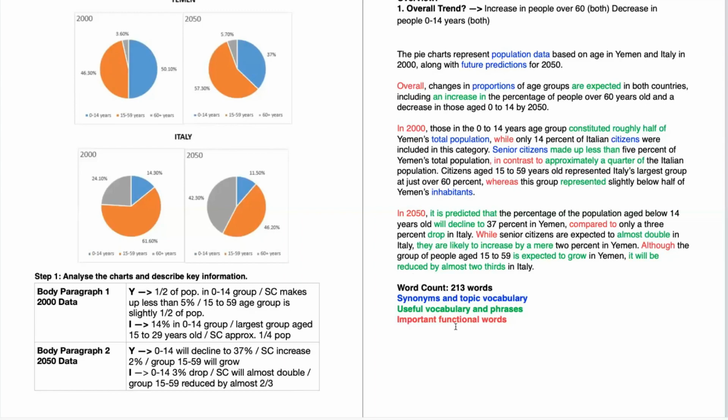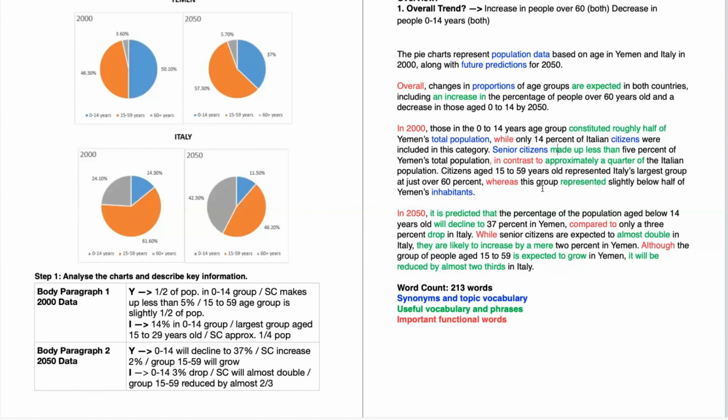Lastly, let's look at our red, our functional words that really tie everything together. Here, this is quite simple. In our overview paragraph, we have "overall." We could also say "in general." This is just drawing attention to the overall grand scheme of things. And then to be specific, we say "in 2000" and "in 2050."